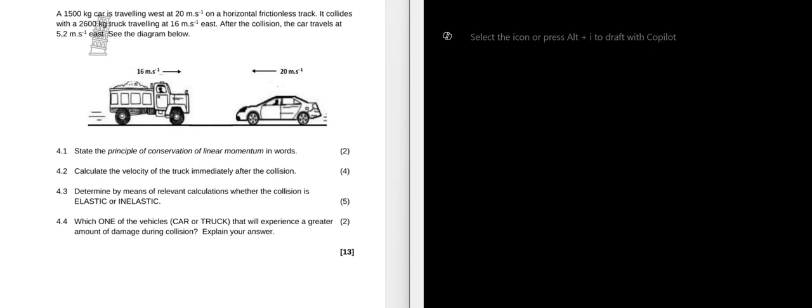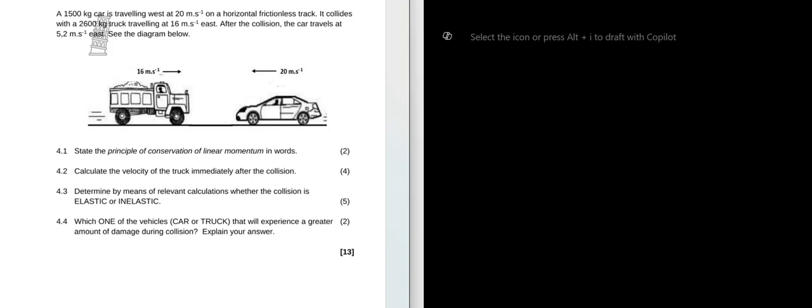So let's start question 1. A 1,500 kilogram car is traveling west. Okay, so it's this one. At 20 meters per second on a horizontal frictionless track. It collides with a 2,600 kilogram truck traveling at 16 meters per second east. After the collision, the car travels at 5,2 meters per second east.